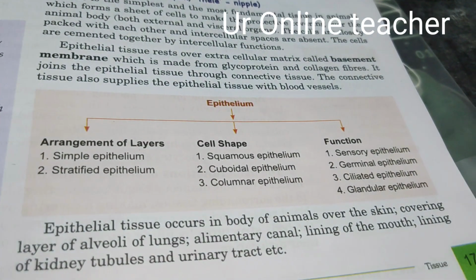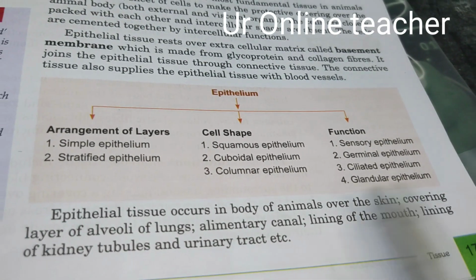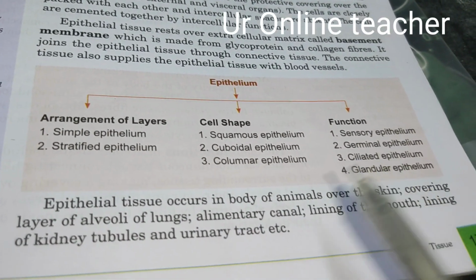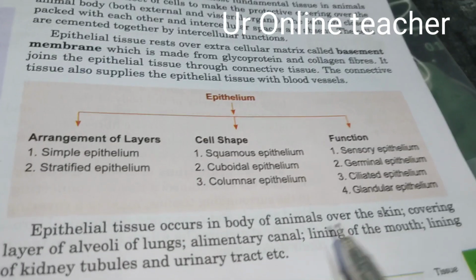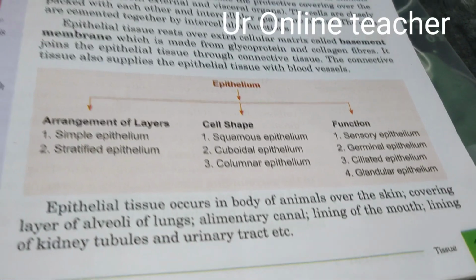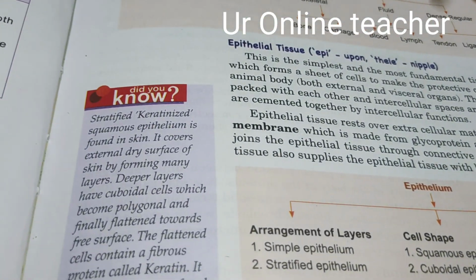Epithelial tissue covers our body, like the skin. It also covers the alveoli of the lungs. It also covers the alimentary canal. It also covers the lining of the mouth, the lining of kidney tubules and urinary tract, etc. So it forms the lining of all these.